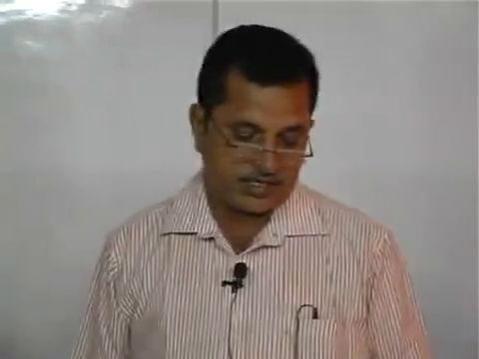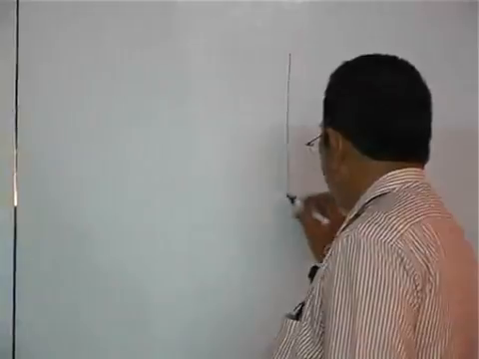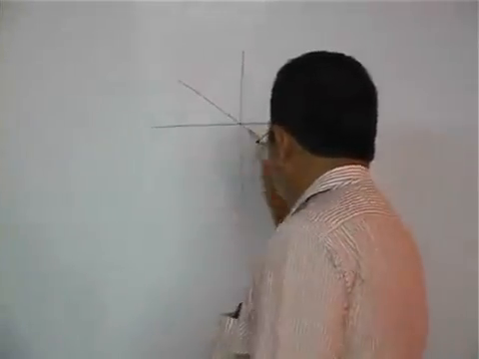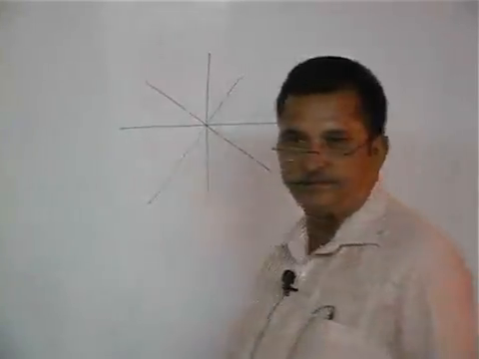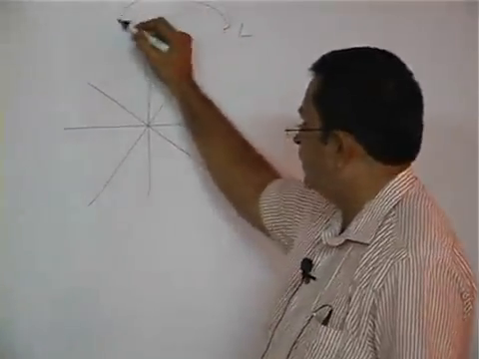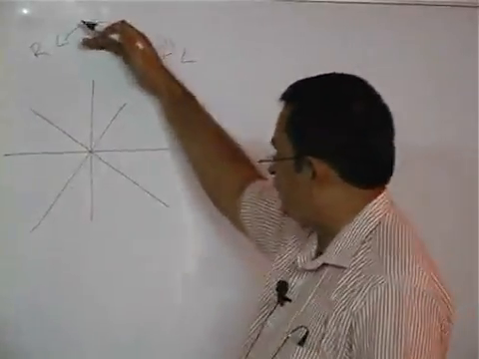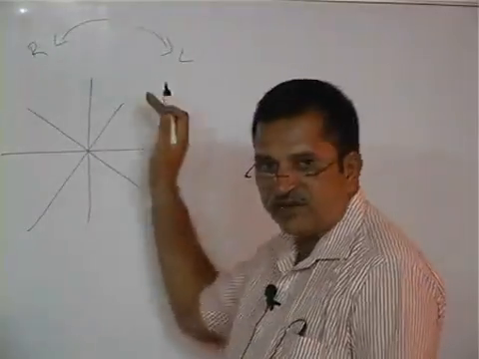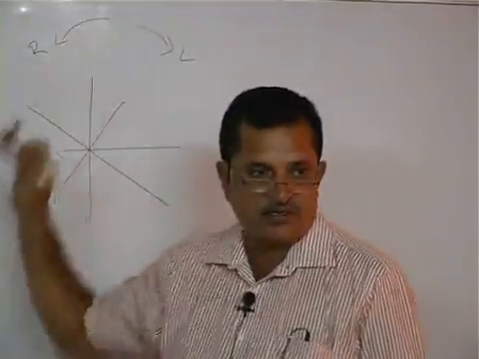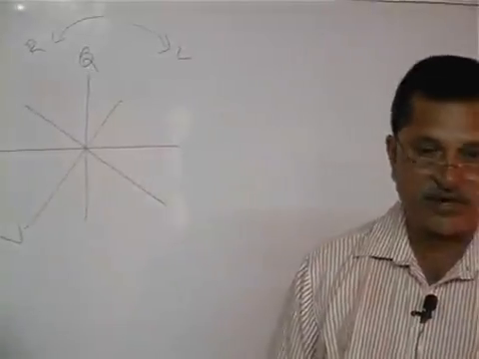8 friends, P, Q, R, S, T, U, V and W are sitting around a circle facing the center. So arrange for 8 people. For 8 people, this side is left and this side is right to a person, is it not? A person is sitting here facing the center means this is the right hand side, this is the left hand side. First you write down like this, you will avoid confusion.